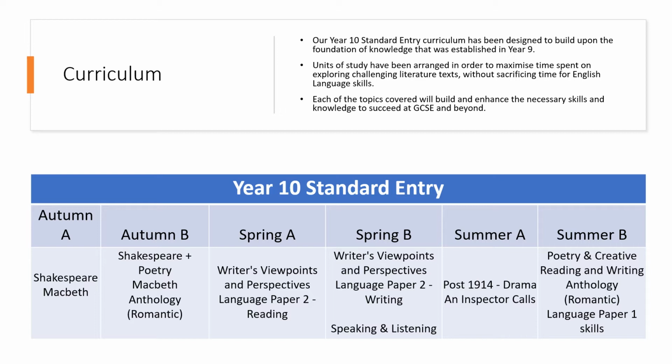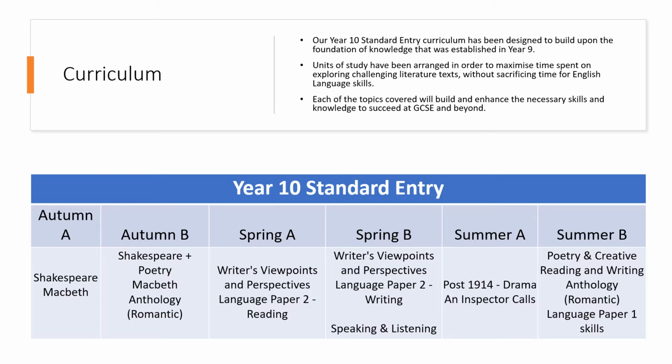We begin in Autumn A with Shakespeare's Macbeth. This can often prove to be one of the most challenging texts for students due to the difference in the language. Therefore, we've dedicated a bit of extra time to this text between Autumn A and Autumn B. Towards the end of Autumn B, we will start to look at poetry, in particular the romantic side of the anthology.